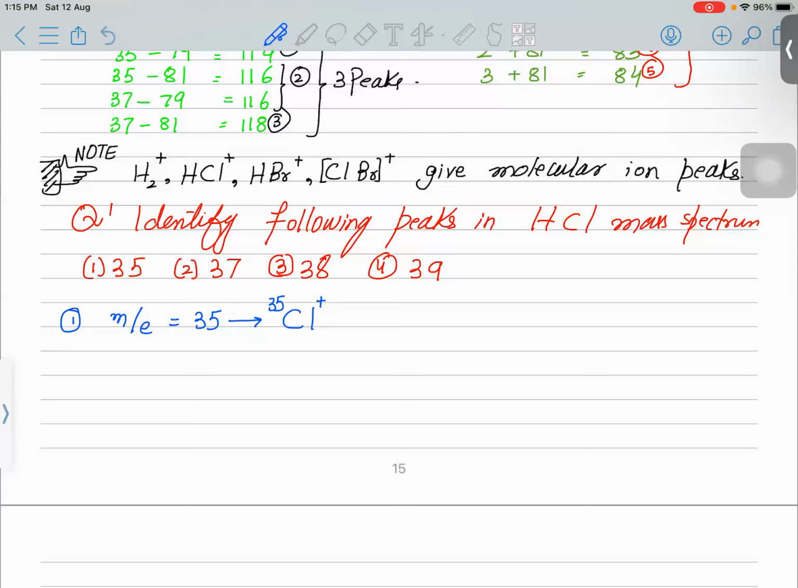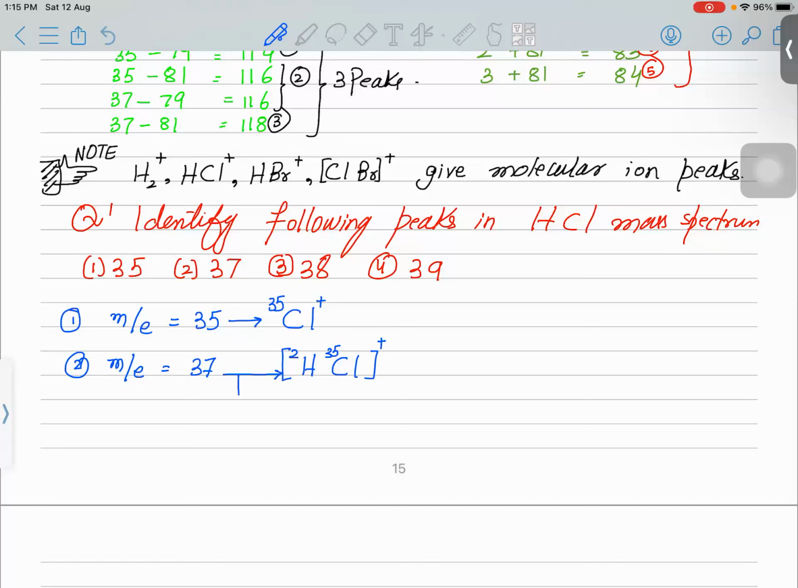Okay. Now second question. If mass over charge ratio is 37, that's 35 plus 2. Exactly, very good. Your first answer is correct. It is because of hydrogen 2 and chlorine 35. Whole charge is positive.